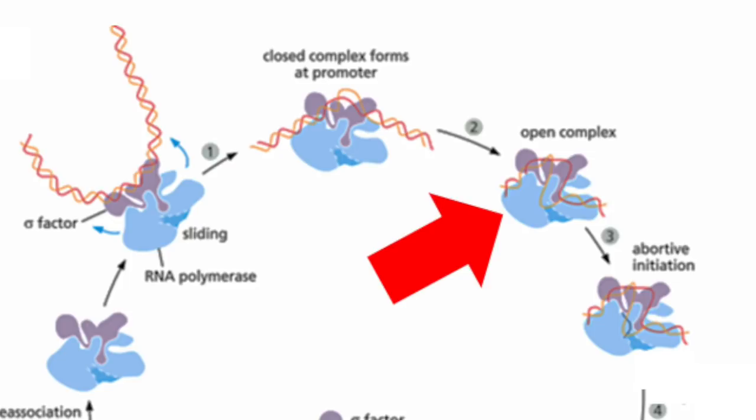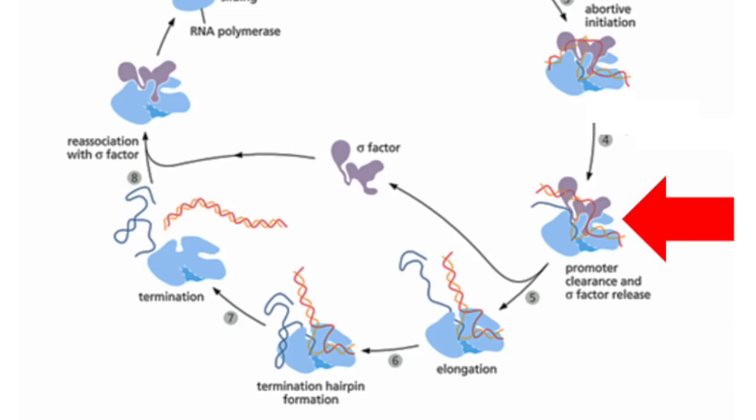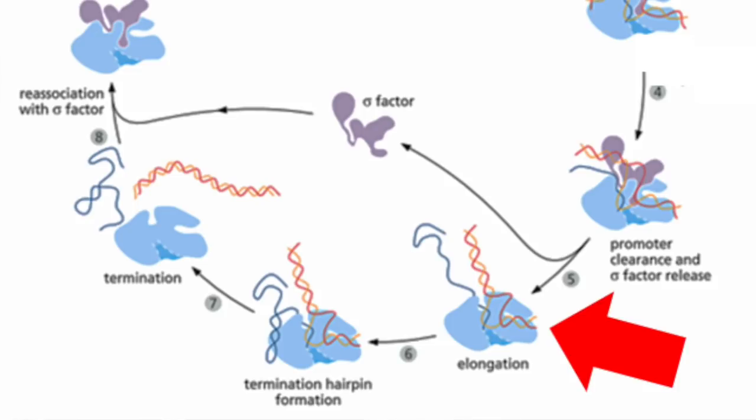But the first thing that happens is not a smooth transcription. The first thing that happens is several abortive initiations. The polymerase is trying to break free of that promoter, but the sigma factor is still stuck to it, and that prevents the polymerase from escaping from the promoter. We have to get rid of that sigma factor first. So the sigma factor goes away, and the core polymerase itself is now free to begin transcription.